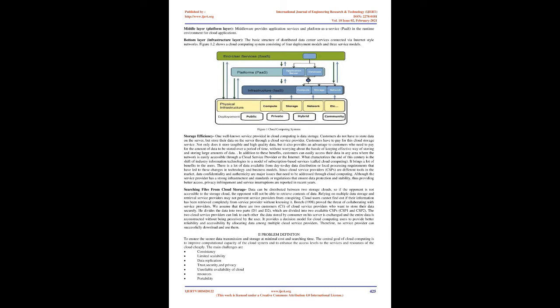Top layer, application layer. The top application that is delivered as needed according to the software as a service model, SaaS. Middle layer, platform layer. Middleware provides application services and platform as a service, PaaS, in the runtime environment for cloud applications. Bottom layer, infrastructure layer. The basic structure of distributed data center services connected via internet-style networks. Figure 1.2 shows a cloud computing system consisting of 4 deployment models and 3 service models.